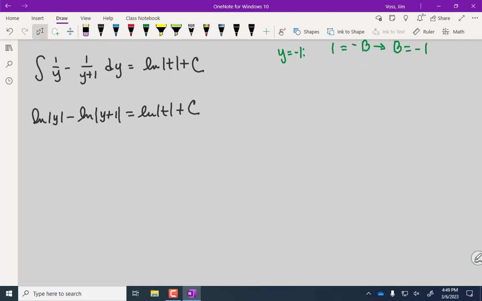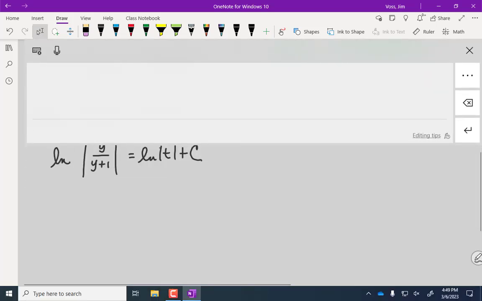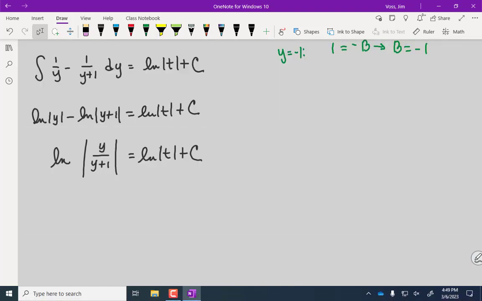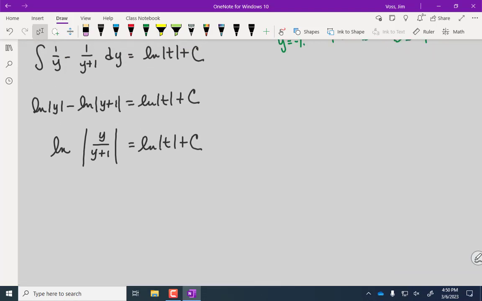So left side turns into log of a quotient. So we've got that. So log of a quotient. We're not multiplying by e. We're exponentiating. Log disappears. So exponentiating.